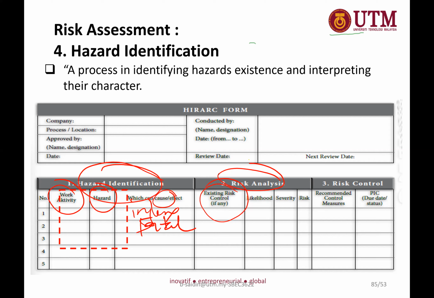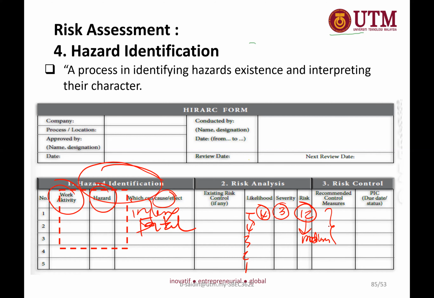So next, you need to assess the likelihood. Okay, in likelihood, you need to attach a figure 5, 4, 3, 2, 1. Let's say you choose 4. Okay, 4. How about severity? Let's say you choose 3. 4 times 3 equals 12. So 12 is what kind of level of risk? It's basically medium.